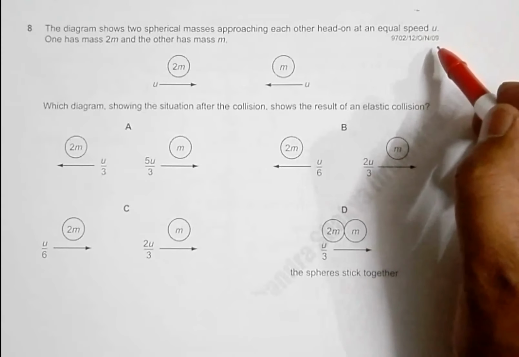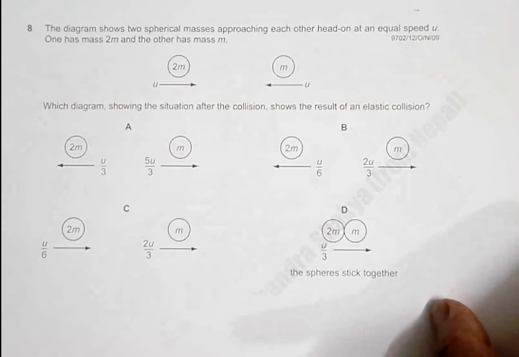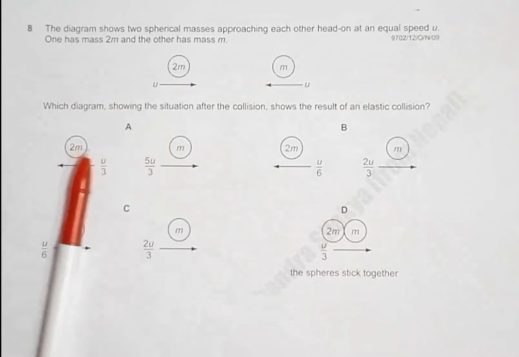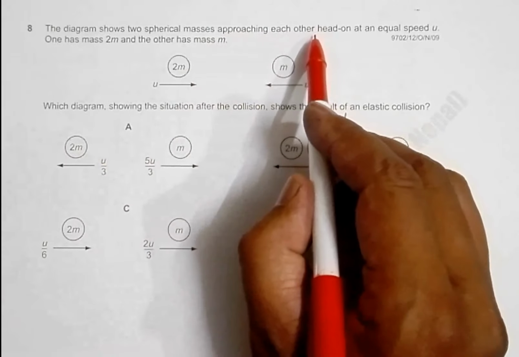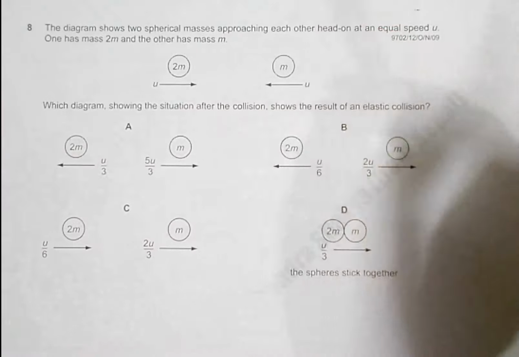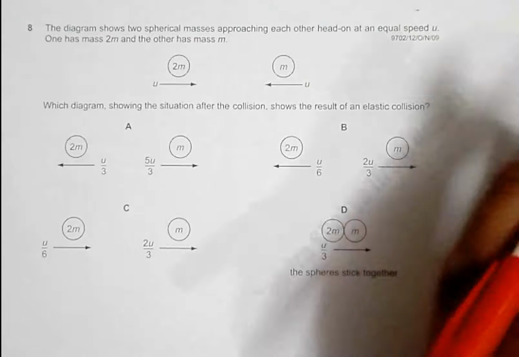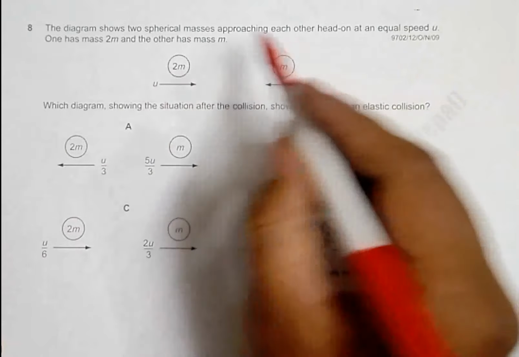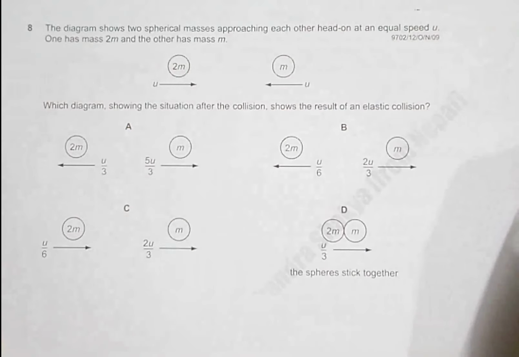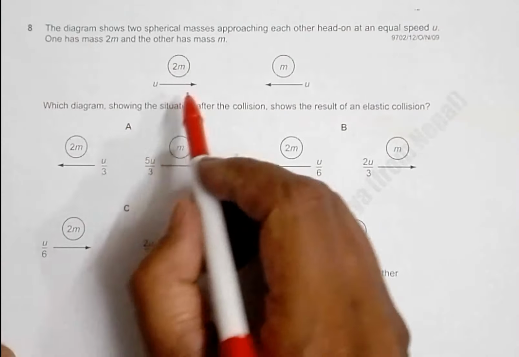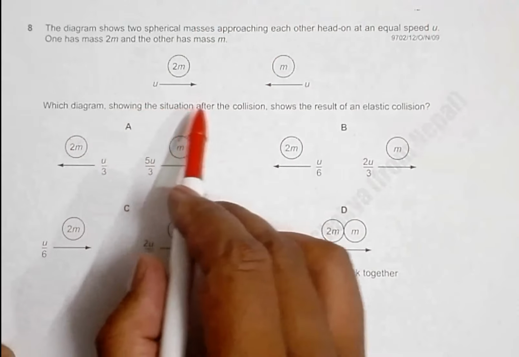This is a bit of an old question, 2009 October/November paper 1-2, question number 8. The diagram shows two spherical masses approaching each other head on. That means they are colliding at an equal speed u. Both have the same speed u, in exactly opposite directions. One has mass 2m and the other has mass m only. So this is the situation before the collision.